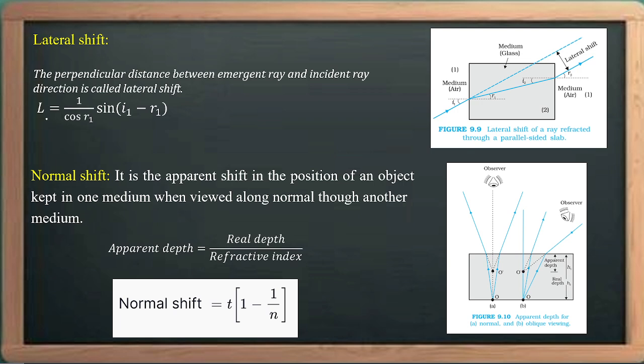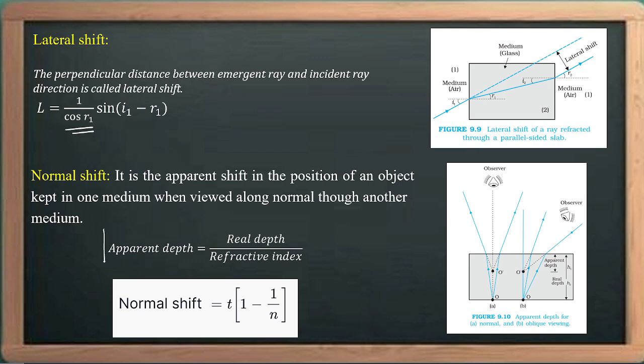Then we have the formula for lateral shift and normal shift. Lateral shift is given by L is equal to t divided by cos r1 into sin of (i1 minus r1). That you can refer what is i1, what is r1. You can refer the diagram for that. And then we have normal shift. Normal shift is given by t into (1 minus 1 by n), where t is the thickness of the medium through which the light is moving. So n is the refractive index of the medium.